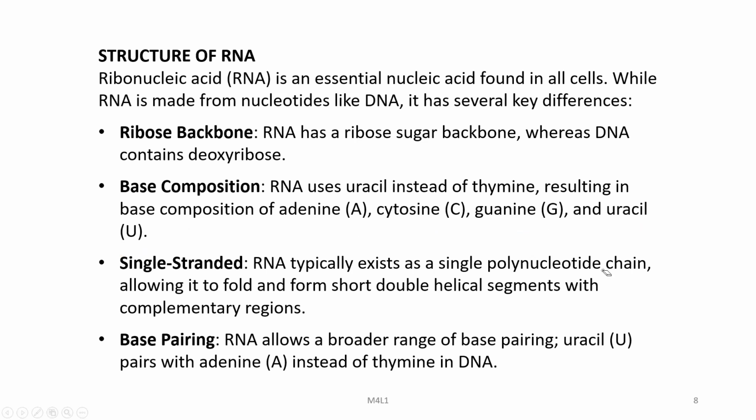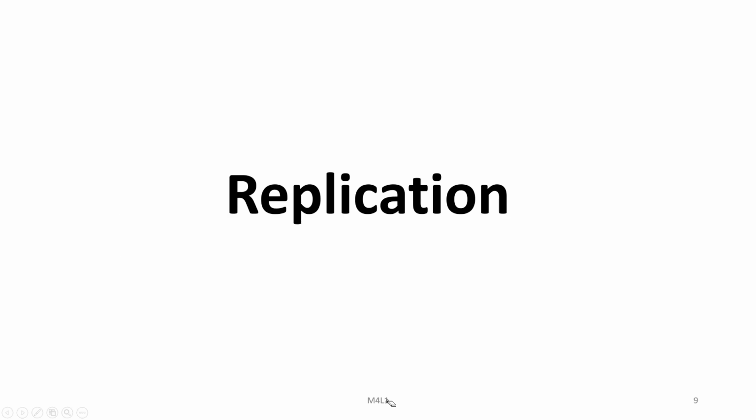RNA typically exists in single-stranded form, allowing it to fold and form short double helical segments with complementary regions. And RNA allows a broader range of base pairing. Uracil pairs with adenine instead of thymine, as in the case of DNA.